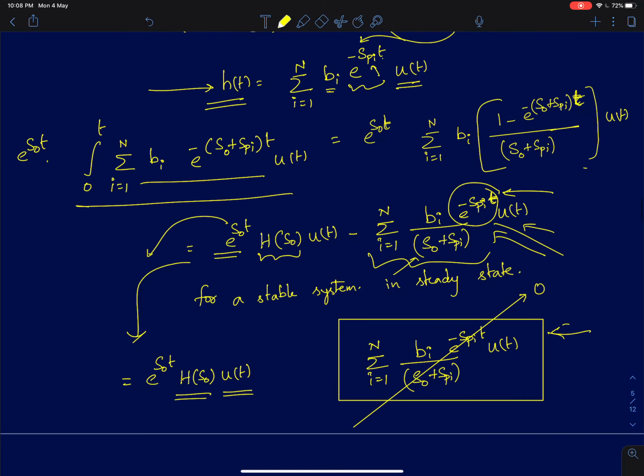So what we discussed in the previous lecture, where we wrote this as an expression for the system with e power s naught of t as an input, we now see is actually a steady state response. In fact, if the system is unstable, even though h of s naught can be finite, the second term here will not go to 0. It will rather grow unbounded and the system will become unstable.